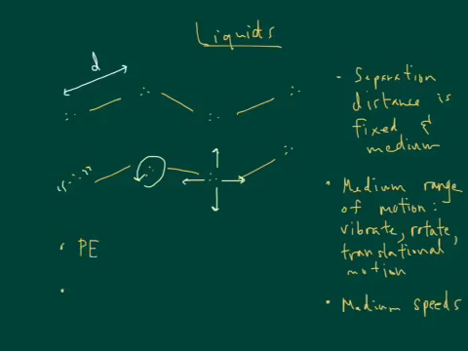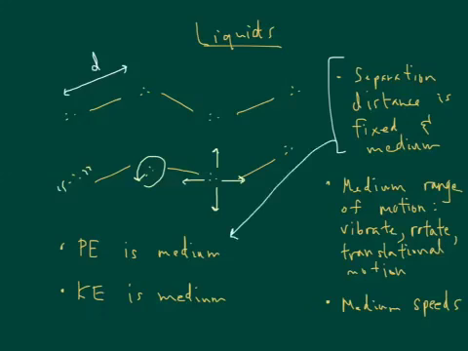Because of the medium separation distance, the potential energy is medium in amount compared to the other phases. The kinetic energy is also medium in its amount because of the medium speeds. So the same relationship exists here as it did before. The medium separation distance is responsible for the medium potential energy. The medium range of motion and the medium speeds are responsible for the medium kinetic energy.